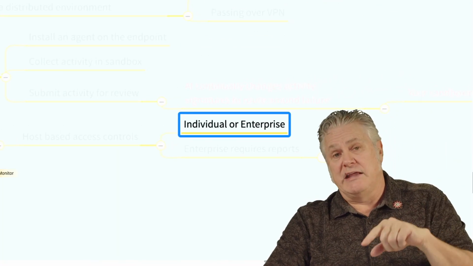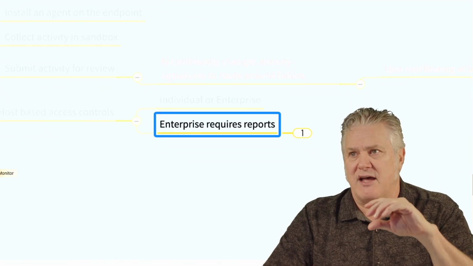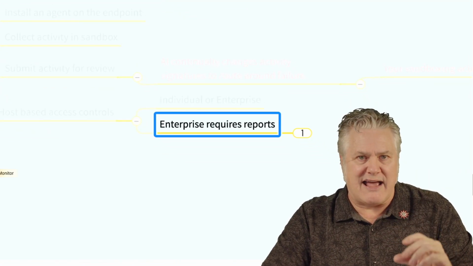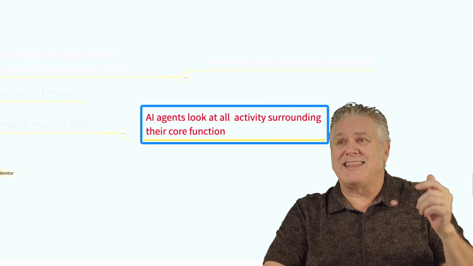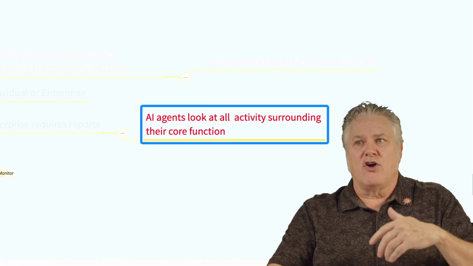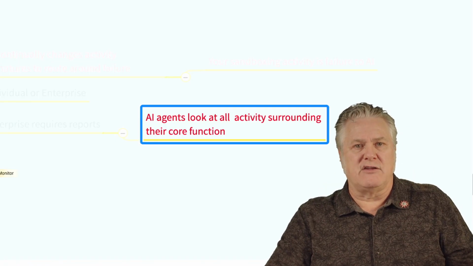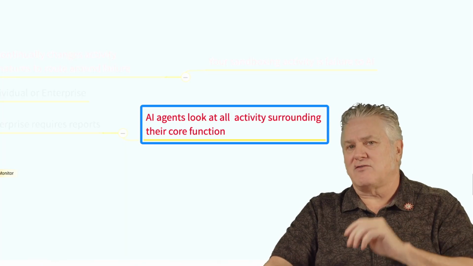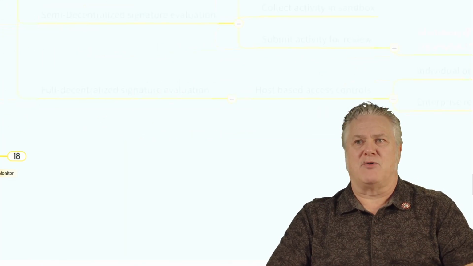Now we can do this for the individual or for the enterprise. When we go to the enterprise, we introduce something else in there, which is the reporting that has to happen. The AI agent may also look at that activity surrounding the core function or the core reporting of this particular enterprise and say, that looks like failure to me. I'm going to try and route around that particular failure.